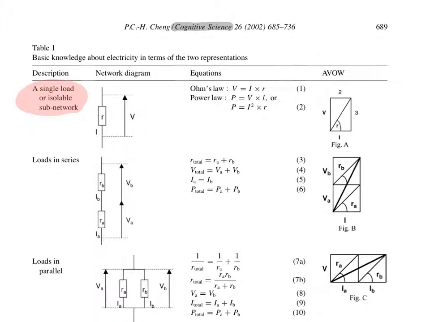We have the words in the description. We have two kinds of pictures, the network diagram and this AVOW diagram. AVOW stands for amps, volts, ohms, and watts. So amps for current, volts for electric potential difference, ohms for resistance, and watts for power. Okay, so we're going to talk about how these all connect.